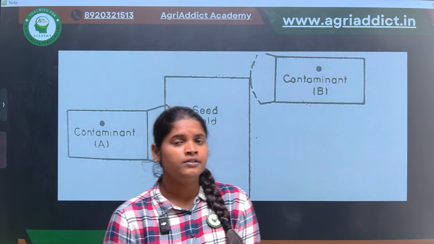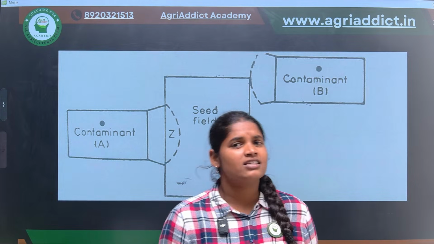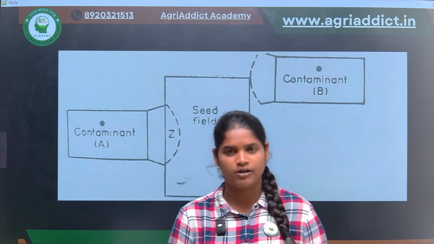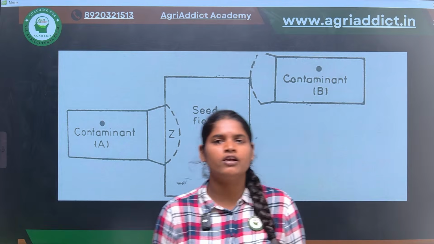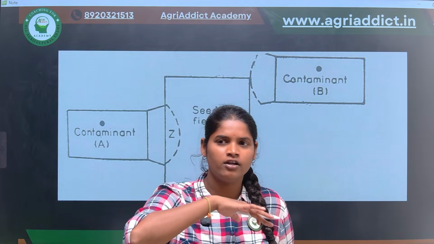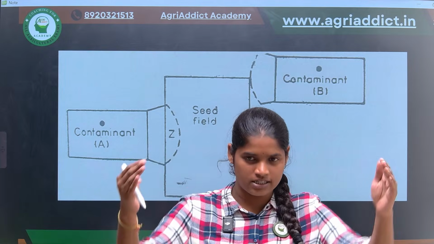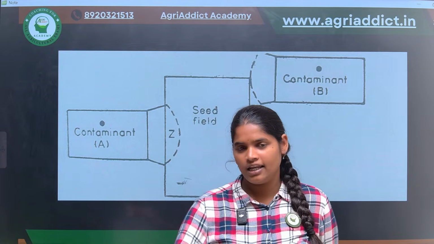Let me tell you one thing. While inspecting, the seed grower, whoever the seed producer or the person of that field is, should demarcate the borders first. Or else how can the field inspector know the boundary of the field? But that doesn't mean the inspector should be restricted to that boundary only. He can watch the other areas also.